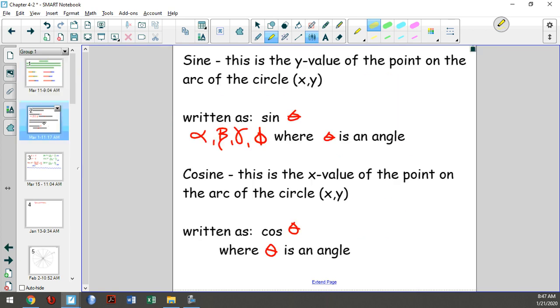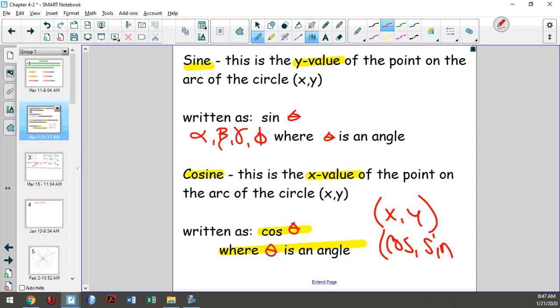Okay? Biggest thing I need your brain to understand is that cosine is your x value, sine is your y value. And if you put them in alphabetical order, you'll never forget that. So what I want you guys to think about is just simply putting them in alphabetical order. Cosine, sine. And you guys will get these notes tomorrow whenever I actually go through it in class.